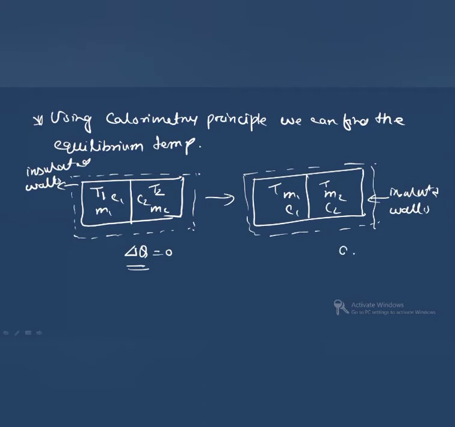I have already said that dq equals mc dt. If ΔQ is equal to 0, that means the change in heat is 0, and there is no extra heat added. So ΔQ1, the heat of the first body, plus ΔQ2 equals 0, meaning the sum of the heat gained and lost is 0. It can be written as the integration of m1 c1 dt plus the integration of m2 c2 dt, the first for the first body and the second for the second body.